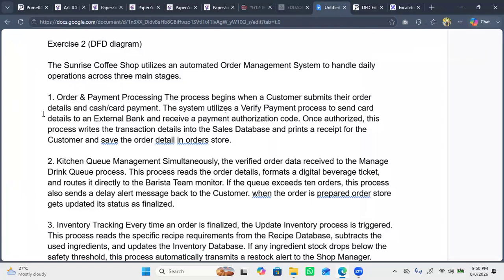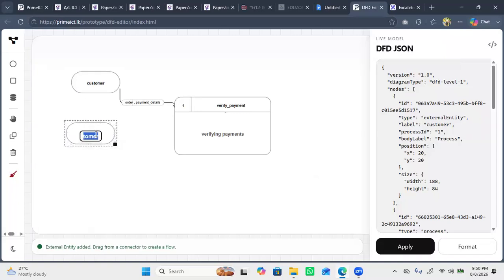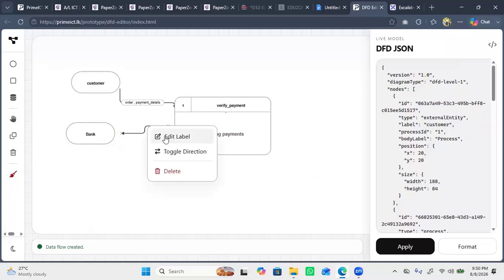Next, the process sends the card details to the external bank and receives the payment. I earlier told you, always write the external entities on the left side. So I will write the bank here. What is it getting from the payment process? Payment detail, or else card detail. You can use any word. I'll say payment detail.